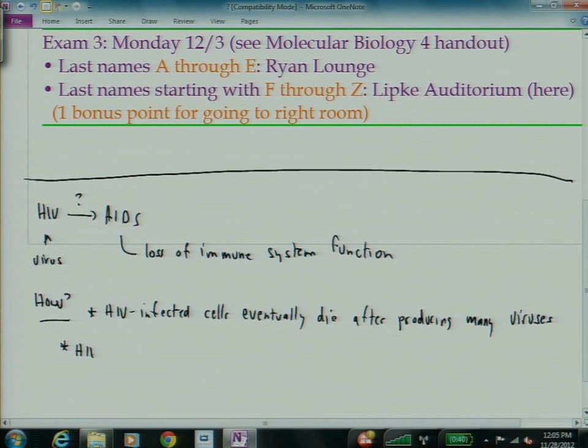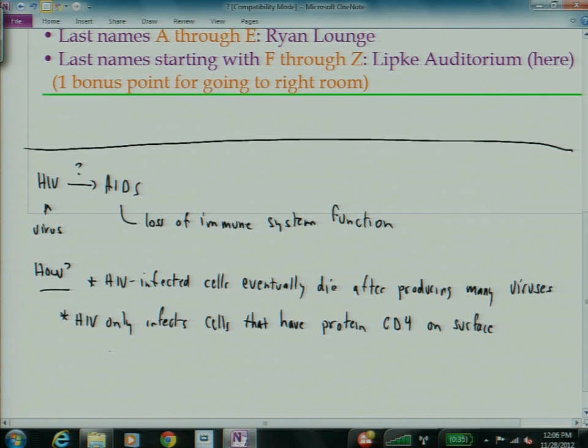Interestingly and importantly, HIV only infects cells that have a protein called CD4, which is not an imaginative name, but that's what they call it, on their surface. These things are called CD4 plus cells. So if you ever hear about someone who has HIV or has AIDS, oftentimes they'll talk about what their CD4 plus cell count is.